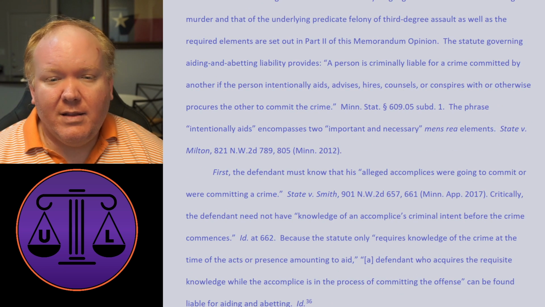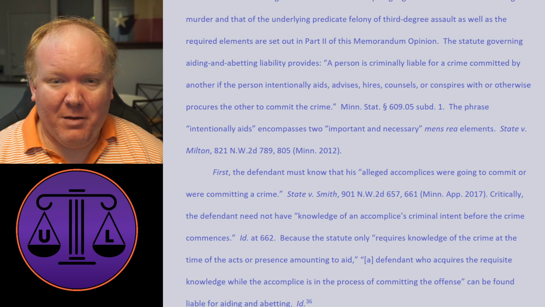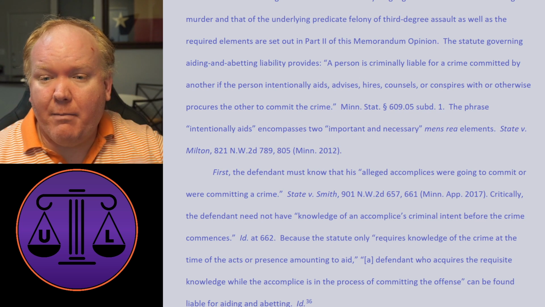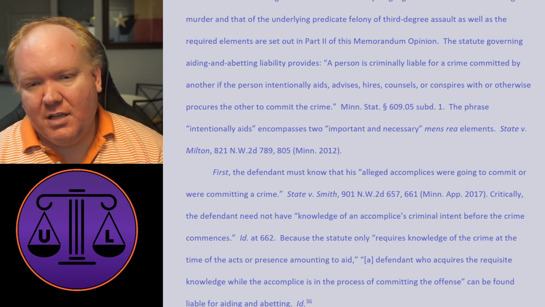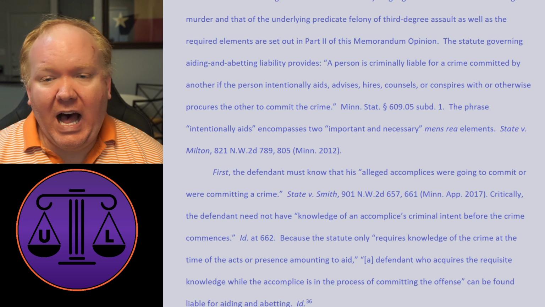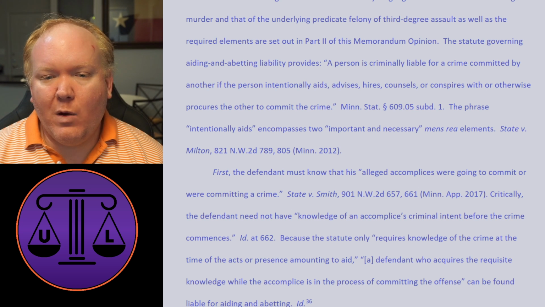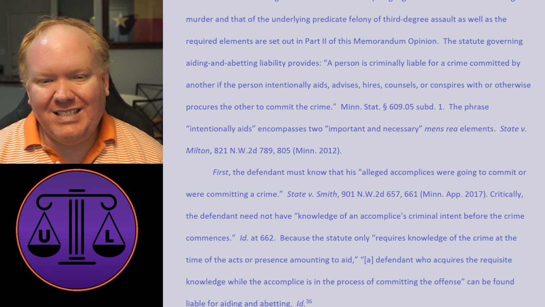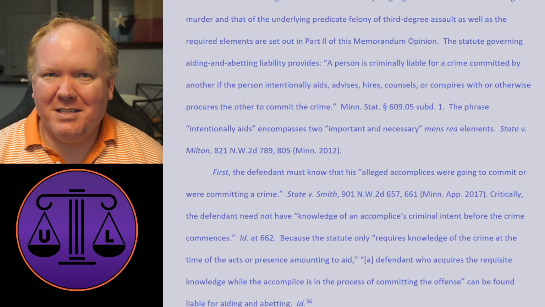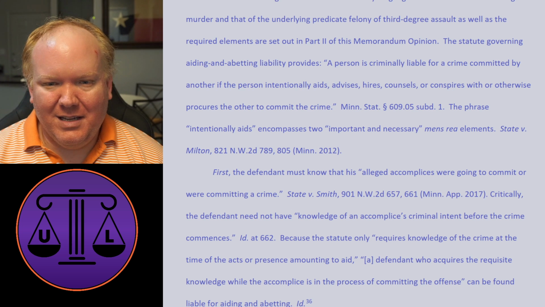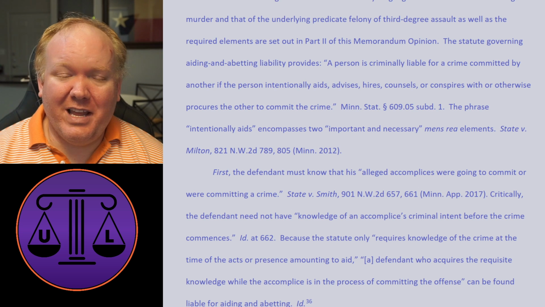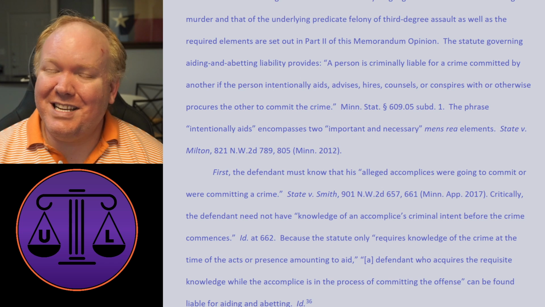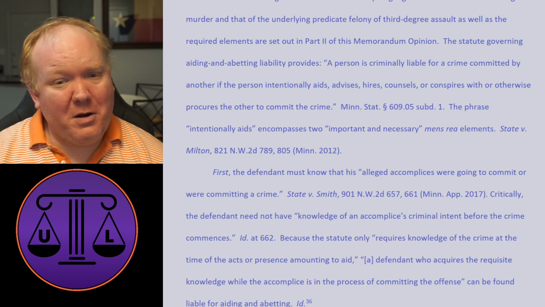We covered that before. The statute of aiding and abetting, which is the element they're guilty of, says a person is criminally liable for a crime committed by another if that person intentionally aids, advises, hires, counsels, or conspires with, or otherwise procures others to commit crime. The phrase intentionally aids encompasses two important and necessary mens rea elements. Yes, it does. And to prove that they intentionally did it is going to be a little bit harder with respect to the other officers. Did they really have the intent to assist in the commission of a felony? A little bit harder for the other officers.